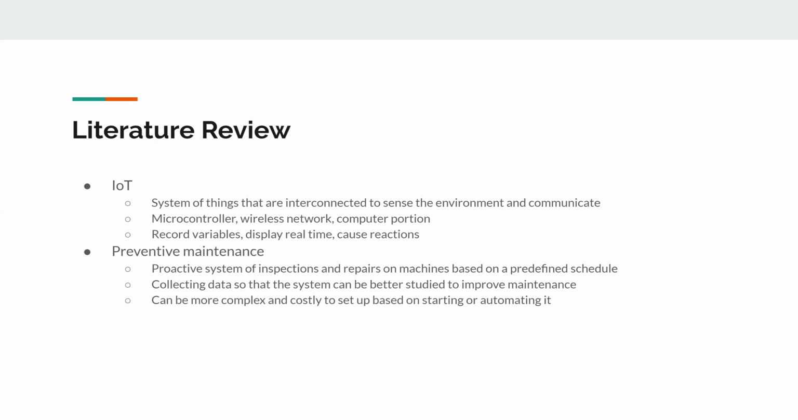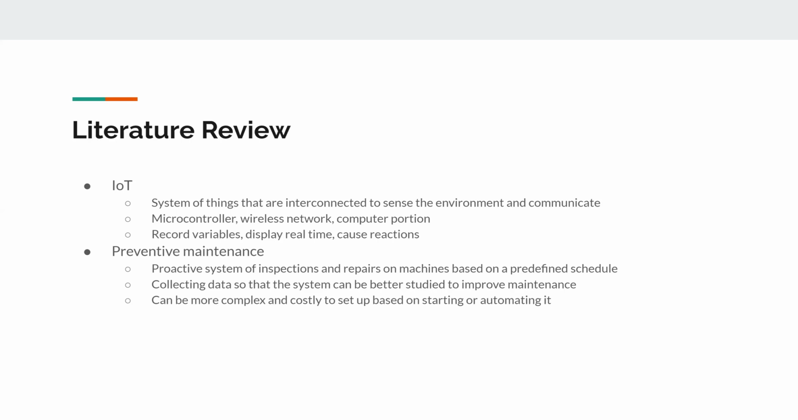With that, there are three main sections that make up an IoT system. There is a microcontroller with sensors that is collecting the data that is wanted, like the temperature or humidity, for example. Then we have our wireless network, over which the data is sent, and then it goes to a computer portion. This computer portion can have a broker and usually has a component that does something with the collected data, whether it be saving it, displaying it, or possibly taking an action as mentioned. So overall, the goal is to record the variables in real time and then cause some sort of reaction.